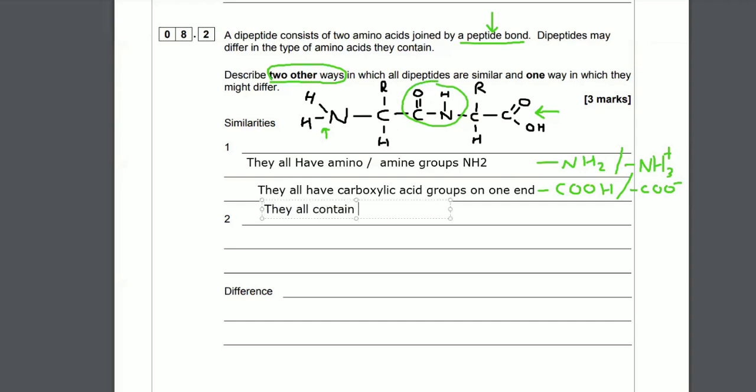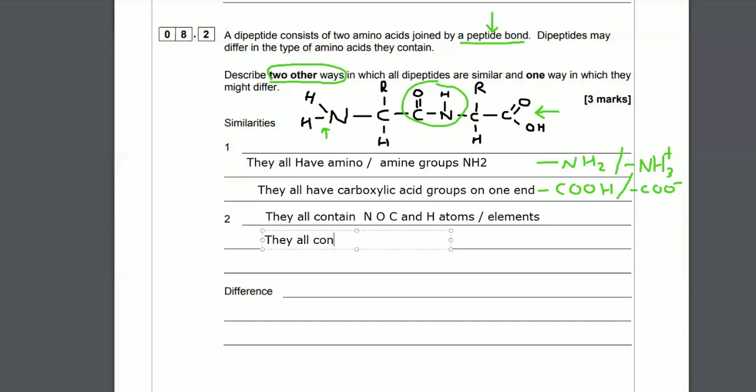But there's other similarities here as well. What elements do they all contain? What elements does every single dipeptide contain? Well, there's 4 atoms in a protein that are consistent amongst all proteins and all amino acids, and it's nitrogen, oxygen, carbon, and hydrogen. So they have those atoms or elements. And all dipeptides will contain 2 R groups, so that's another similarity.